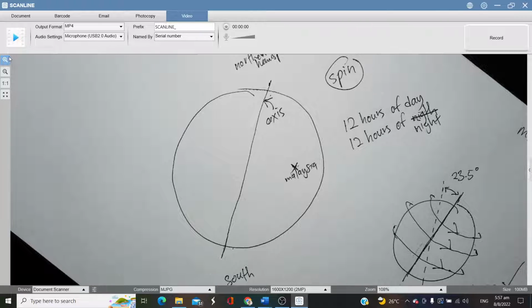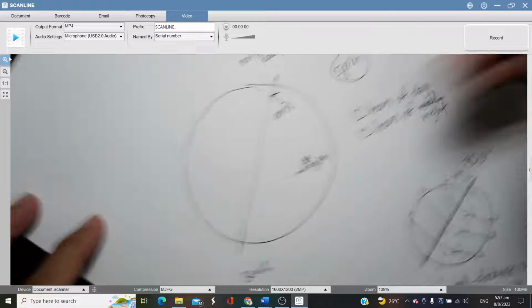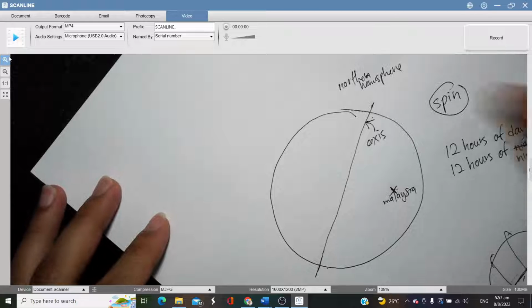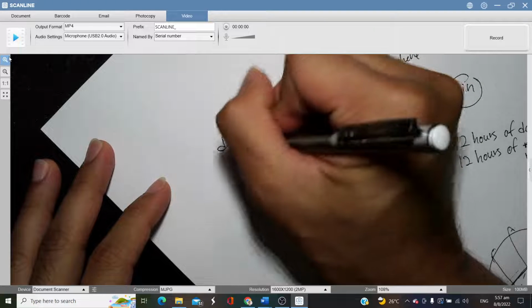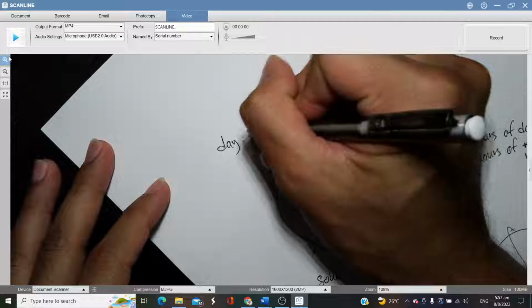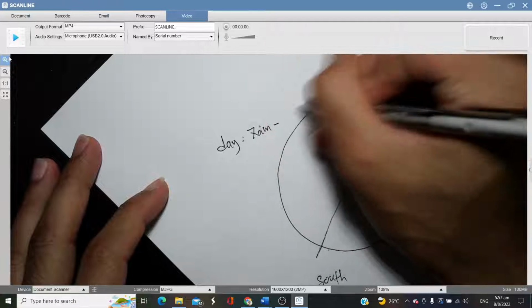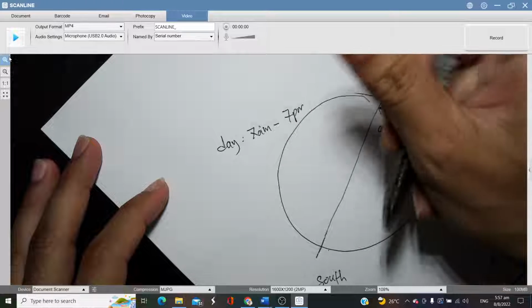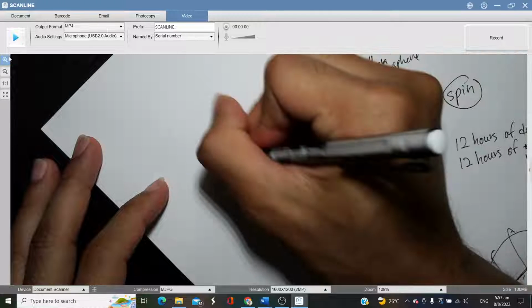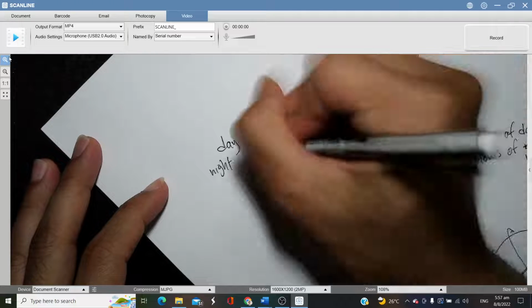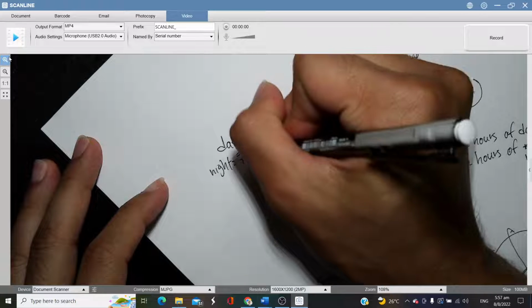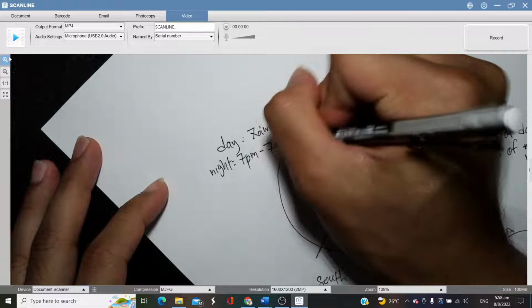12 hours of night and 12 hours of day. So our day is between dusk and dawn, right? Day is between 7 a.m. to 7 p.m. And about night, 7 p.m. until 7 a.m.